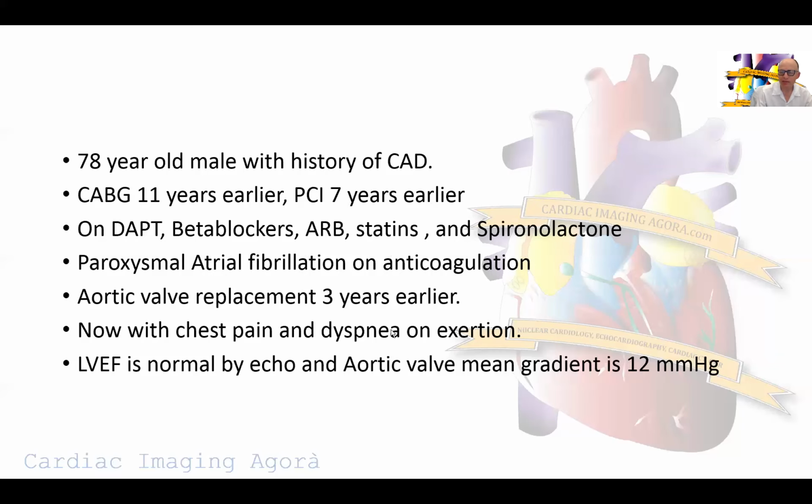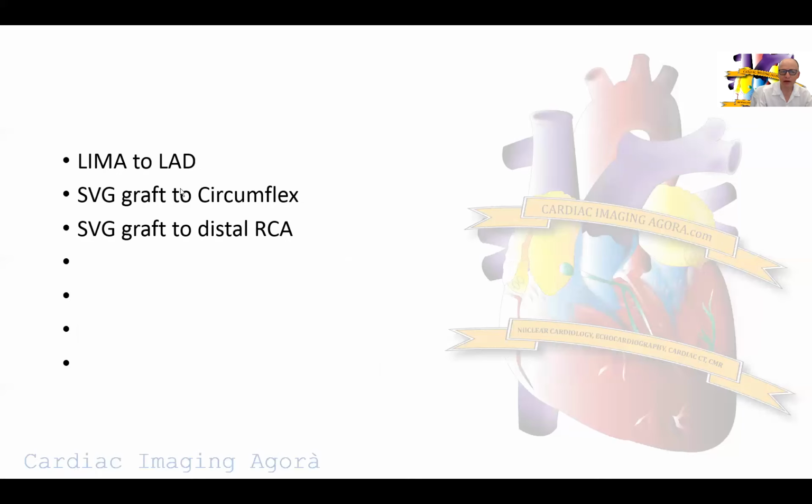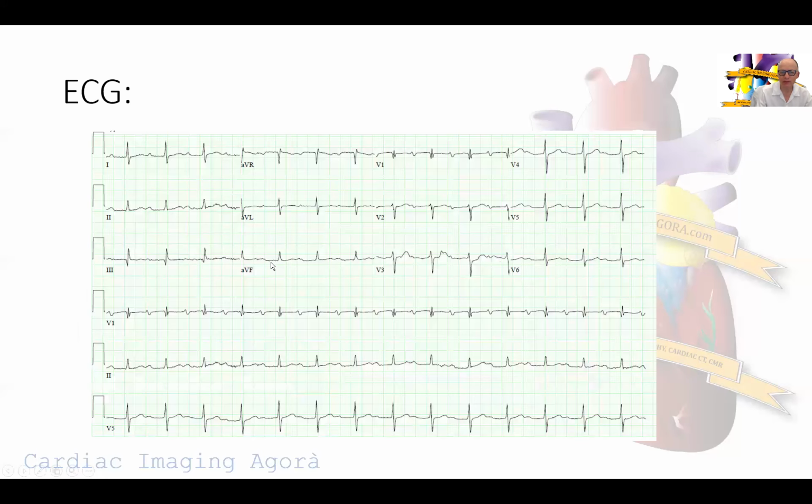Now he comes with chest pain and dyspnea on exertion. The left ventricular ejection fraction was called normal by echo, and the aortic valve mean gradient was 12 millimeters. So you cannot attribute the shortness of breath or chest pain to the valve. The valve is functioning well. By the way, his bypass was a LIMA, left internal mammary graft, to the left anterior descending artery, a vein graft to the circumflex, and a vein graft to the RCA. All these grafts were patent at the time of the aortic valve replacement 3 years earlier.